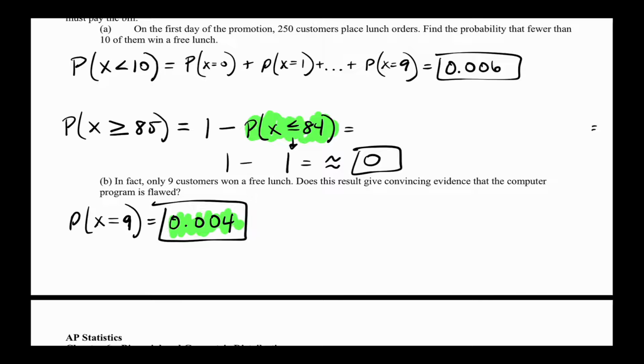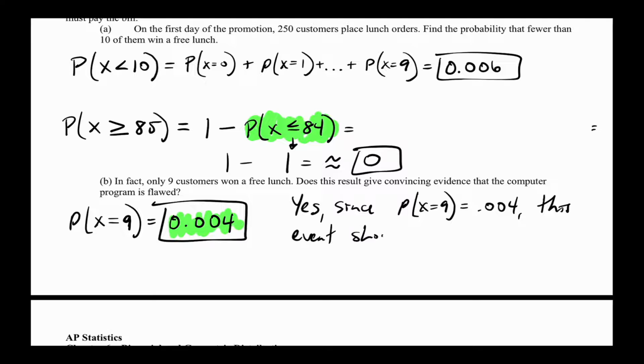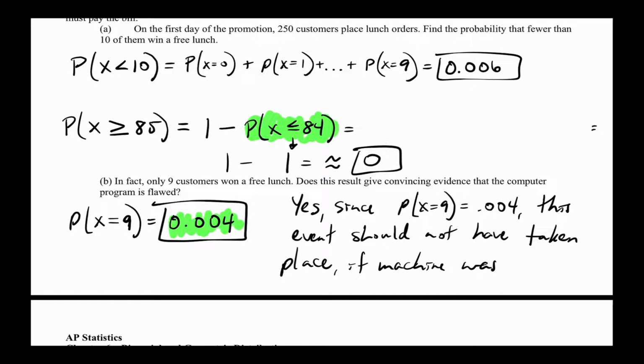Okay? So if this is a 3-point question, you get 1 point for saying yes. You get 2 points for justifying your yes. Yes, since the probability of x equal 9 is 0.004, this event should not have taken place if the machine was not flawed. It shouldn't have happened. That probability is so small.